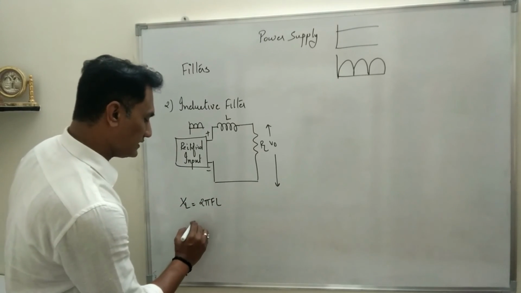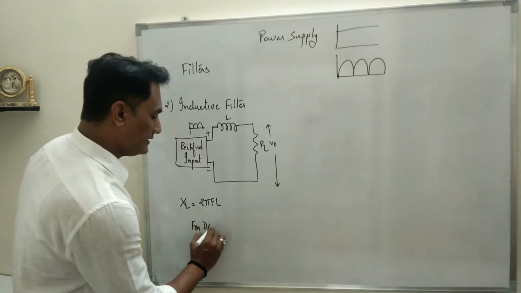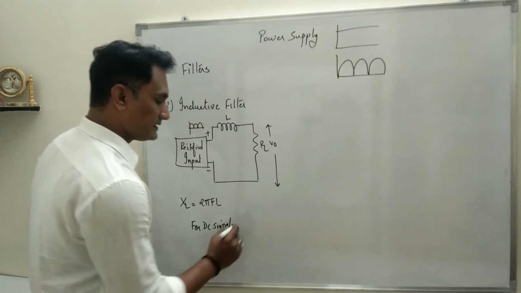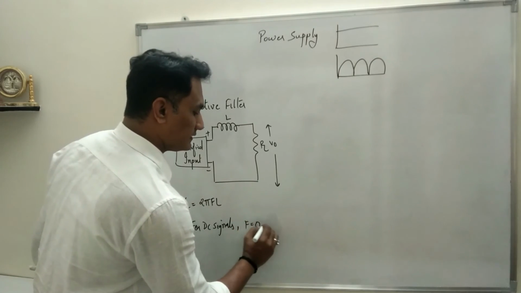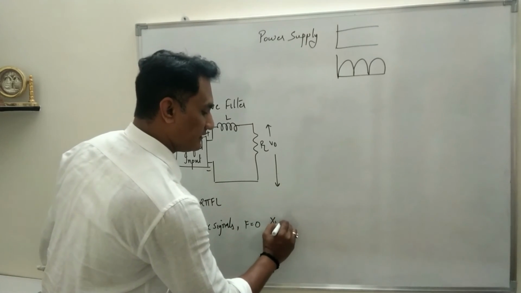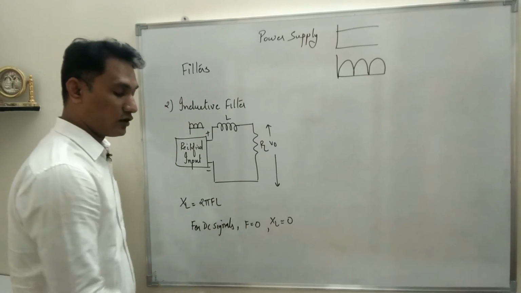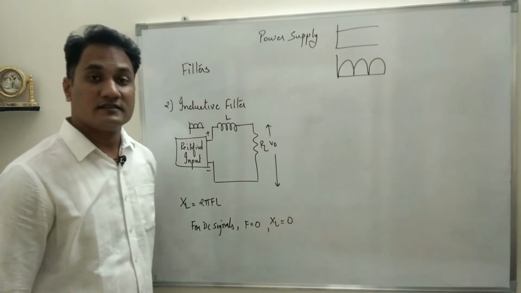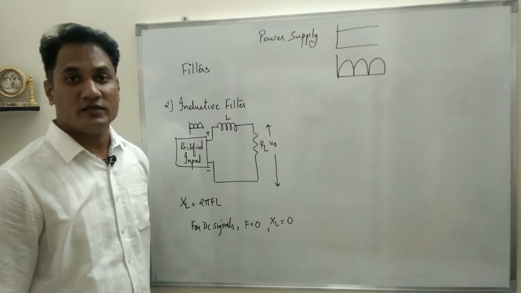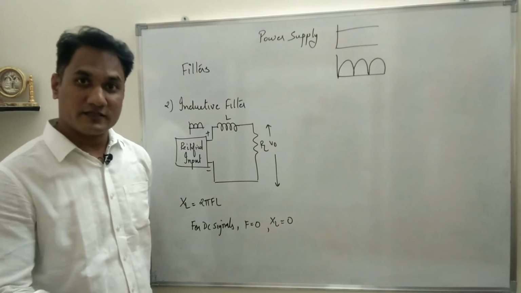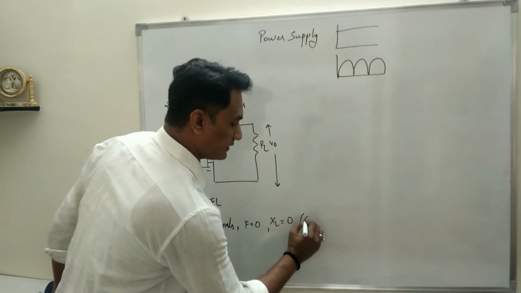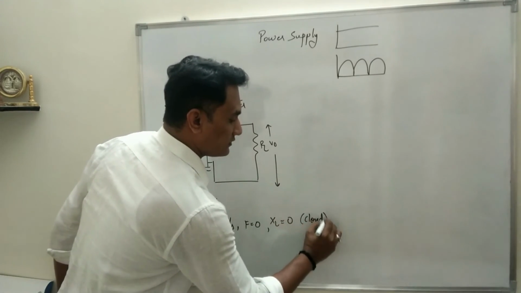Again we will start with DC signals. For DC signals, frequency is 0. That means XL will be equal to 0, according to this formula. And when resistance is 0, a heavy amount of current will flow. That means the circuit will act as a closed circuit. So it works as a closed circuit.